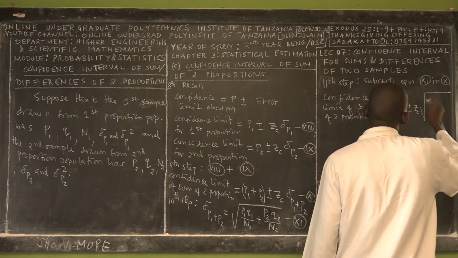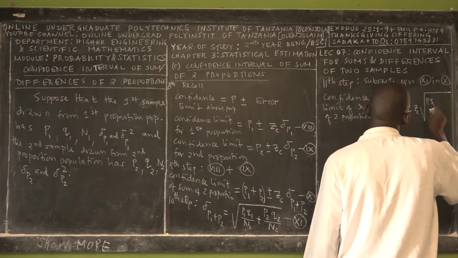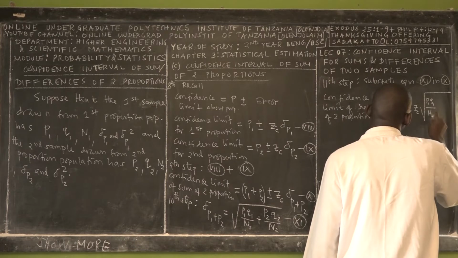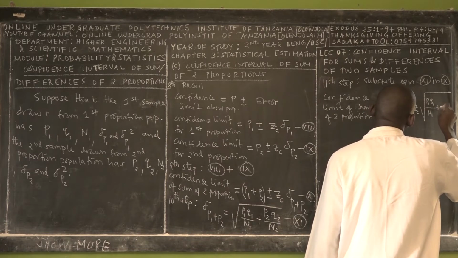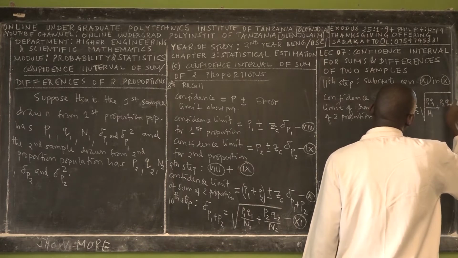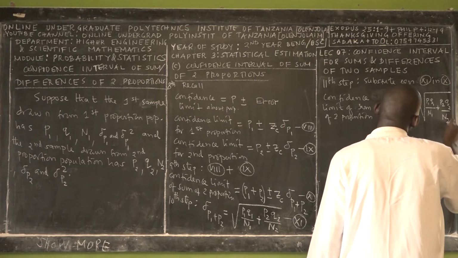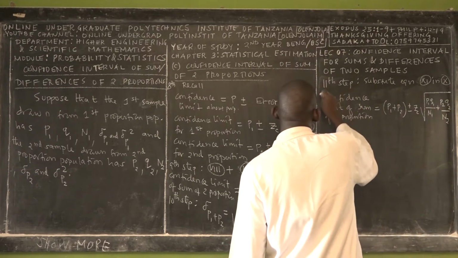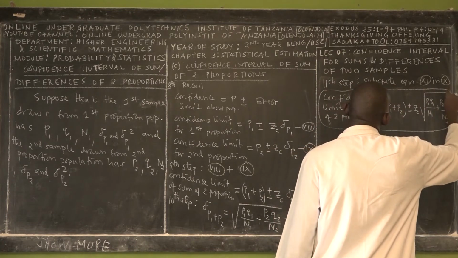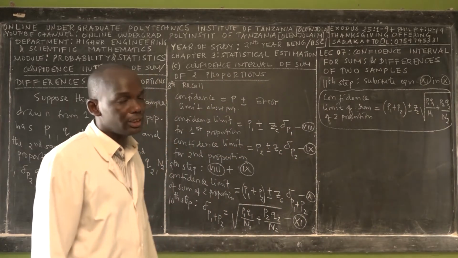This is square root of probability of success 1 times probability of failure 1 over sample size 1, plus probability of success 2 times probability of failure 2 over sample size 2. This is the general formula that you have to remember. Okay?